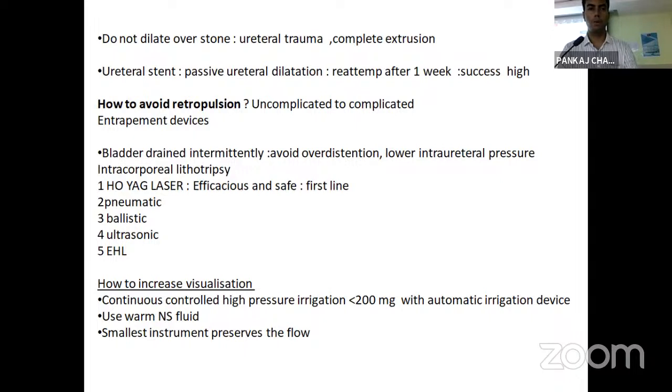Intracorporeal lithotripsy: the holmium YAG laser is the most efficacious and safe, and is the first line of management. Pneumatic, ballistic, ultrasonic and electrohydraulic lithotripsy are also used. How to increase visualization? Continuous controlled high pressure irrigation, less than 1200 mmHg, with automatic irrigation devices is used, and normal saline fluid is preferable, and the smallest instrument preserves the flow of the irrigation.